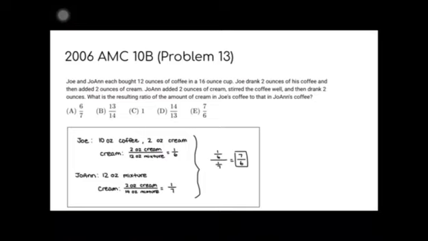So the amount of cream in Joe's coffee to that in Joanne's coffee is 1 over 6 over 1 over 7, which equals 7 over 6. The answer is E. That is all for today.